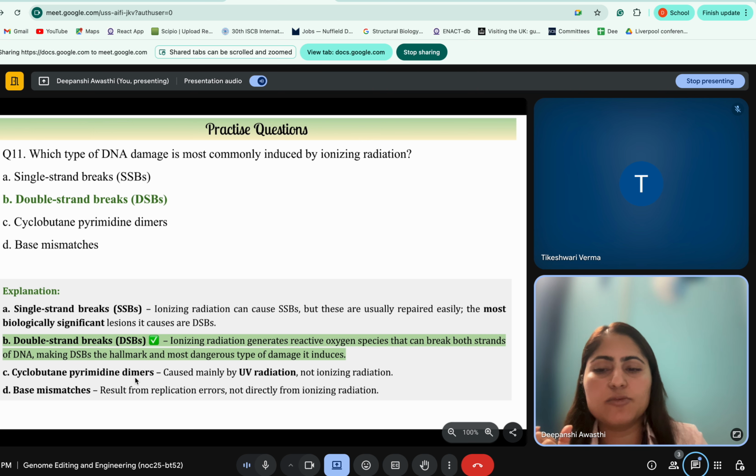If we talk about cyclobutane pyrimidine dimers, then they are generated by UV radiations, and base mismatches result from replication errors and not directly from ionizing radiations. So the right answer is option B.